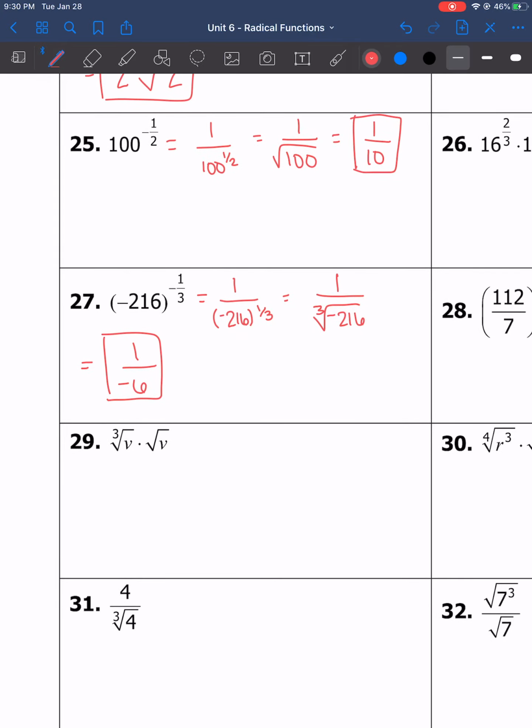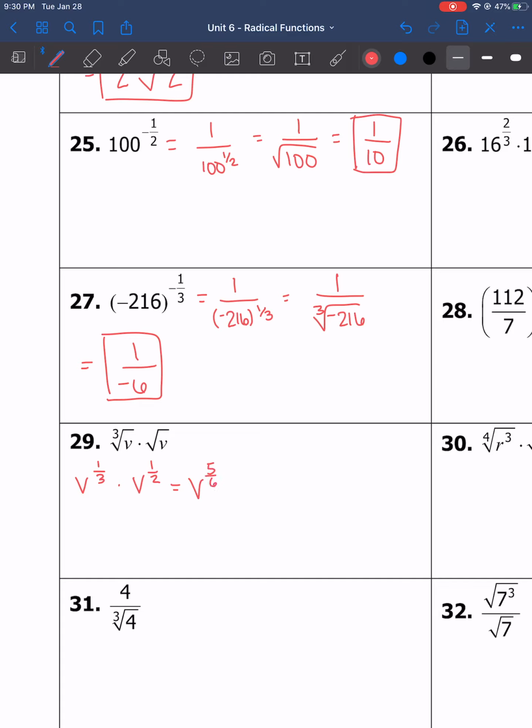29. So up at my directions, it said I needed to write them in exponential form before converting all my radicals to exponential form. So let's do that. So I have a cubed root, because I can't do anything with this right here, because one's a cubed root and one's a square root. But if I change them to exponential form, I'm good to go. So I have b to the 1/3 times b to the 1/2. So I'm going to add those two together. 1/2 plus 1/3 gives me 5/6.